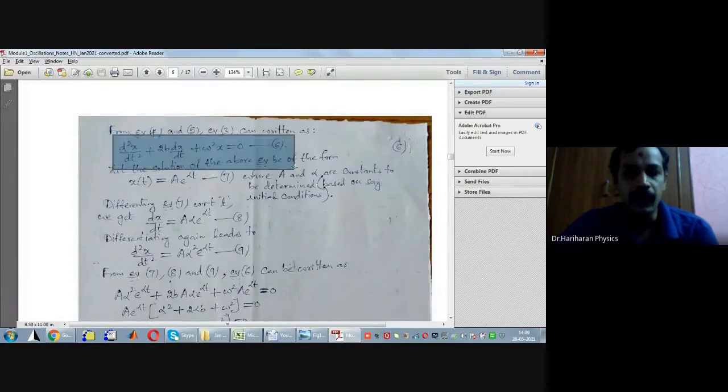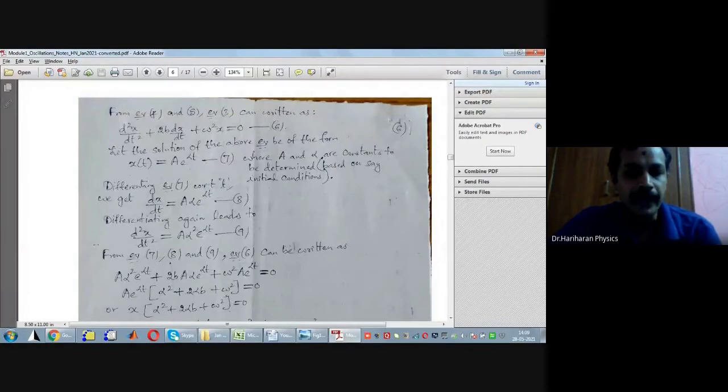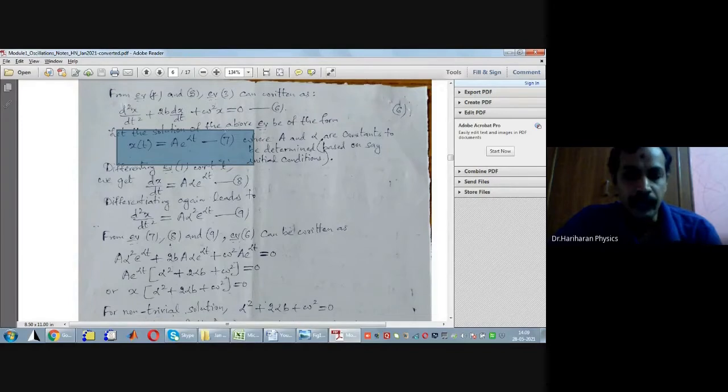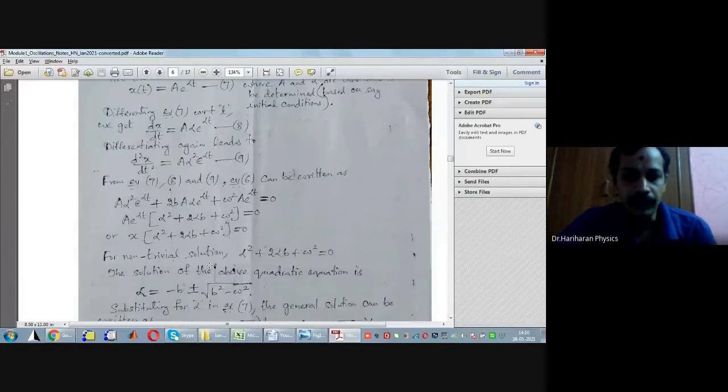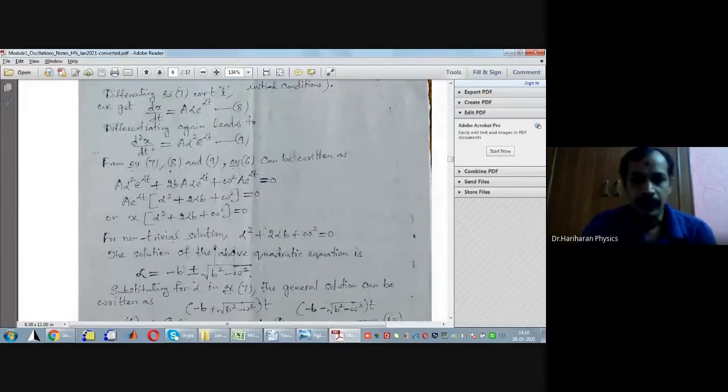Next, in order to solve equation 6, what did we do? We considered that the solution of this equation is going to be an exponential function. Therefore, the solution is of the form x of t is equal to a into e power alpha t. Next, x is known. We found dx by dt, then we found d square x by dt square in equations 8 and 9. When we plugged these into equation 7, that helped us arrive at this equation.